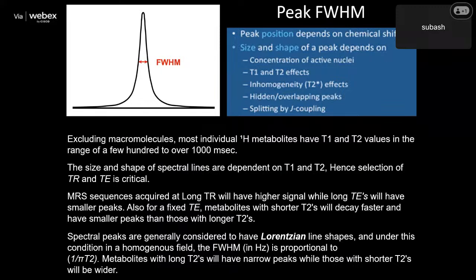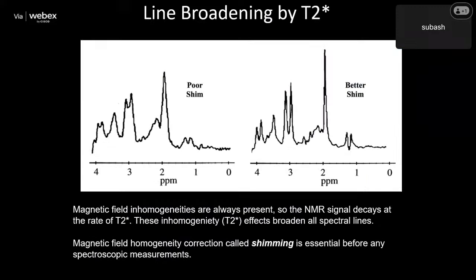And then there could be splitting or J-coupling in the different peaks, which we'll see a little later in some of the spectra. Then, as I told you, shimming plays a very important role in line broadening, or the presentation of peaks. You can see this is a well shimmed magnet. The peaks are much sharper. Here, the full width half maximum is much smaller compared to this peak. This is a poorly shimmed magnet.